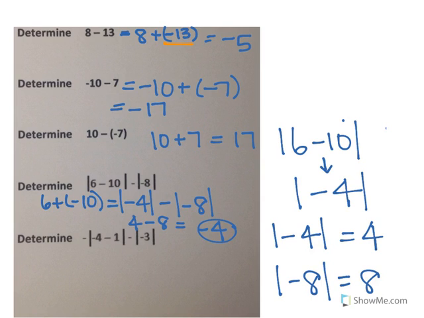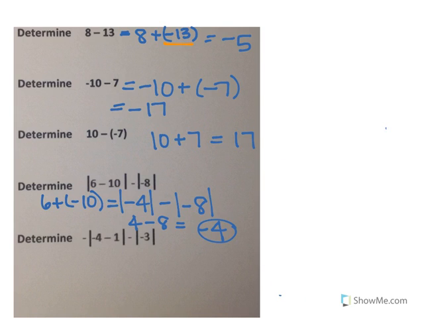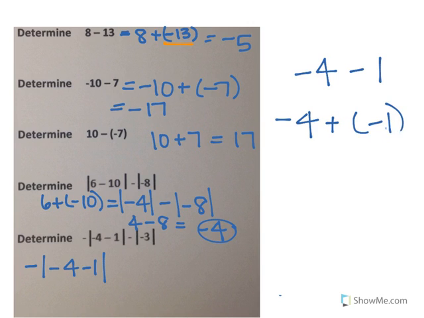Let's try one final problem. The negative absolute value of negative 4 minus 1, minus the absolute value of negative 3. Now remember, the absolute value bars act as a grouping symbol, and so we're going to have negative 4 minus 1. We'll just focus on this part for now. Well, negative 4 minus 1 can be rewritten as negative 4 plus negative 1.